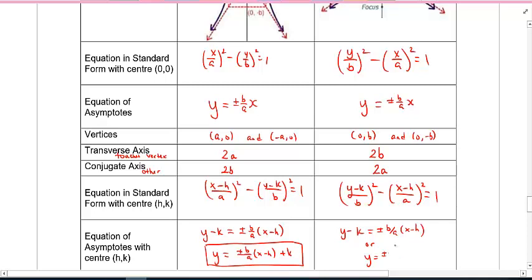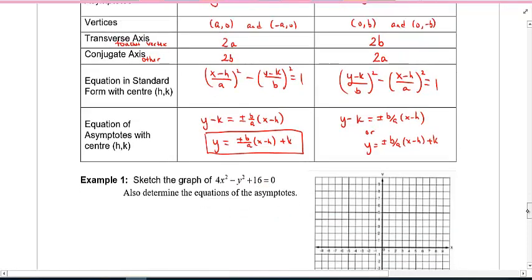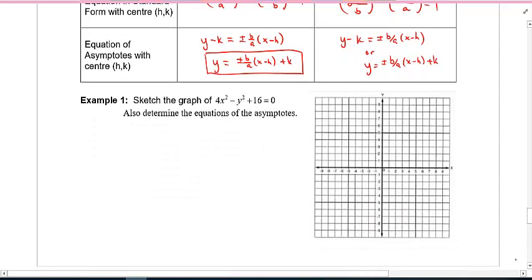Okay, so this is a good summary of all the things you need to know about the hyperbola. And now let's try to apply these things. All right, number 1, sketch the graph. It's hard to sketch when it's not in that nice form, so once again, let's make it that nice form.